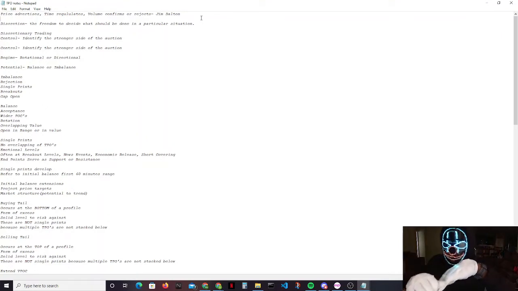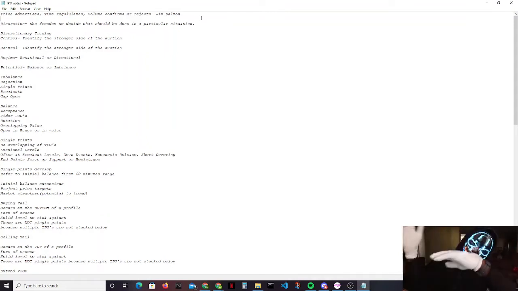Price advertises, you see $2, I buy for $2. Why I buy for $2? Well, at this time, it spent a lot of time at $2. I know that's a good point of control right there. Everybody else buying for $2. Okay, I buy for $2 there. I know sell for $2. I know short. I buy. See, that's exactly legit what that means. Price advertises, time regulates, volume confirms.